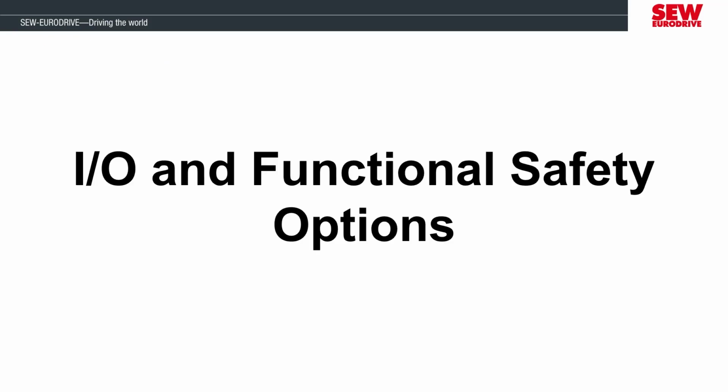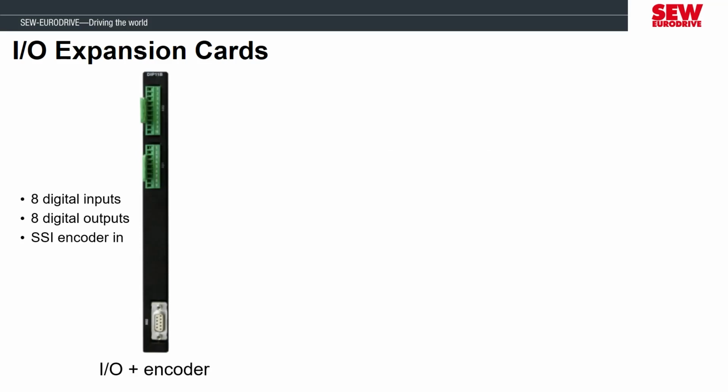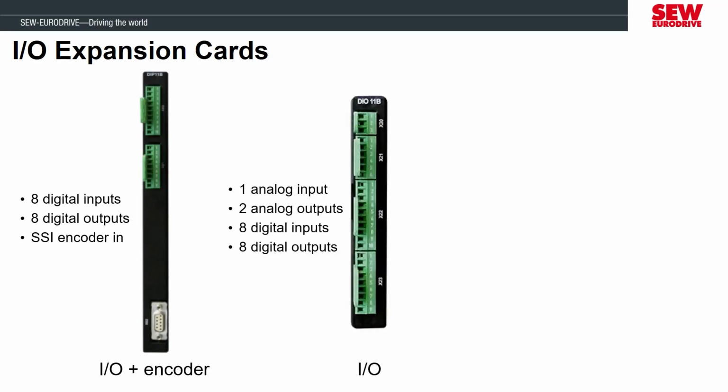The MOVIDRIVE can expand its onboard inputs and outputs with option cards if the standard quantity isn't enough. I already mentioned the DIP11B, but what if you don't need that port for an absolute encoder? Then there's an option called the DIO11B that removes the encoder port and adds one more analog input and two analog outputs. This card is flexible because it can be installed where the Fieldbus usually goes, or it can be installed in the tall expansion bay and will have a blank cover above it to fill the rest of the slot.